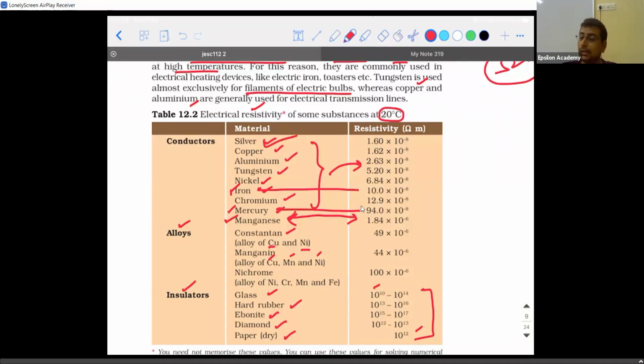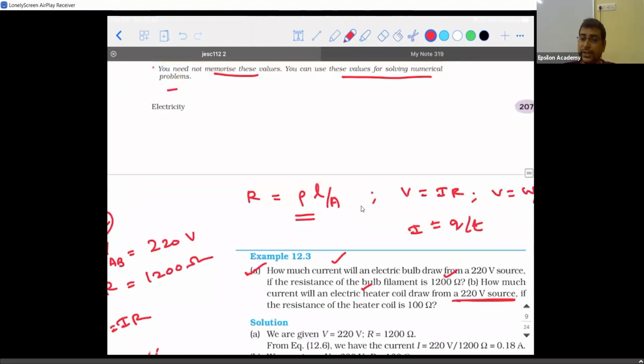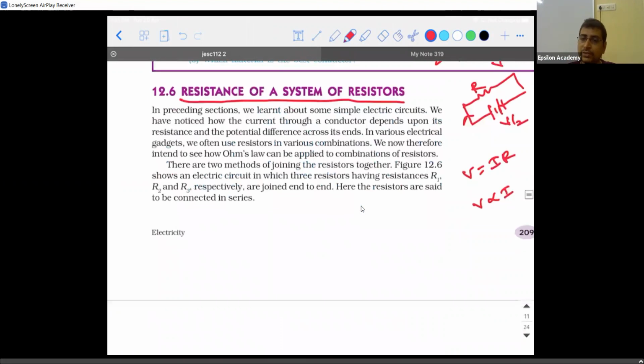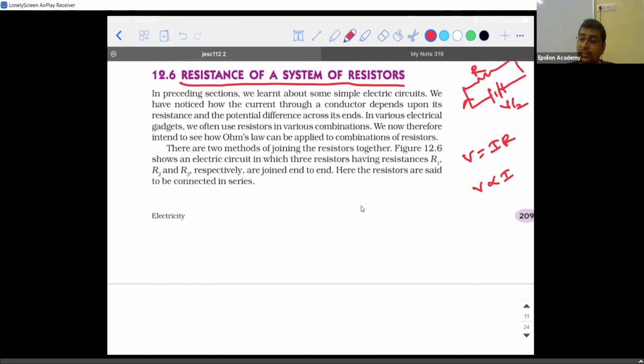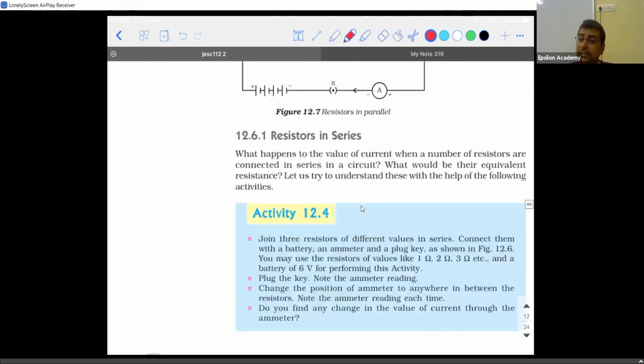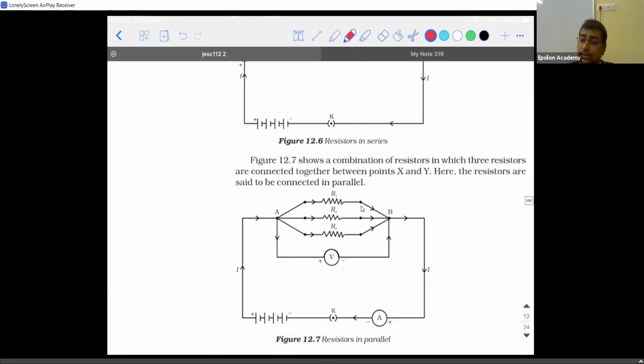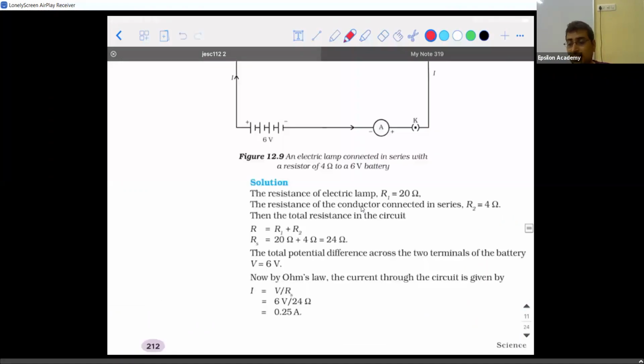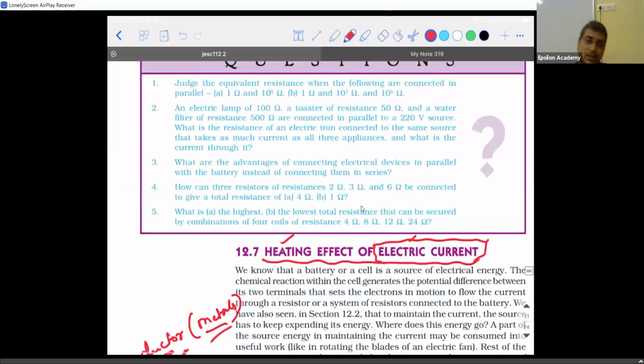Okay. So that is all about resistance and resistivity, guys. Next, we need to understand what will happen if these resistors are connected in series and what will happen if the resistors are connected in parallel. That's what we call the resistance of the system of resistors. I will start this in the next class. The last two topics that are left out in this chapter are resistors in series and parallel, then the heating effect of electric current. With that, we are done with this chapter. Okay, maximum 2 more classes.